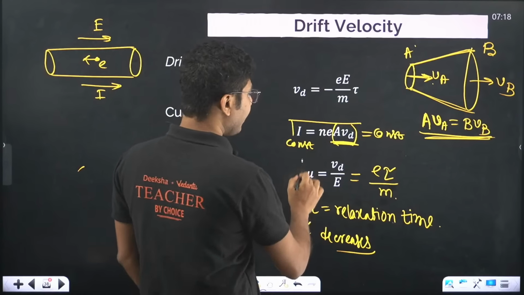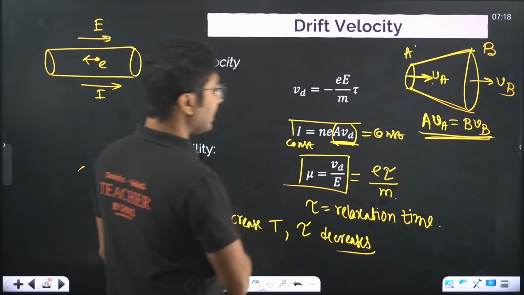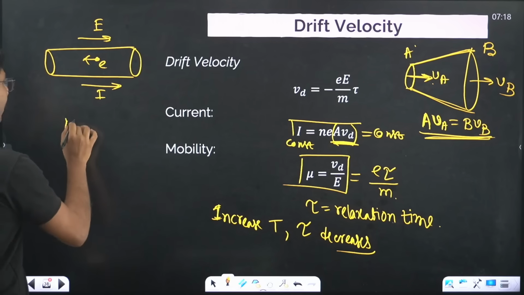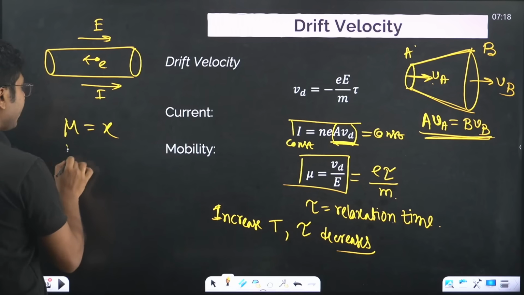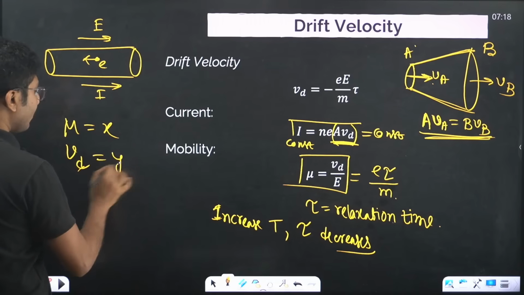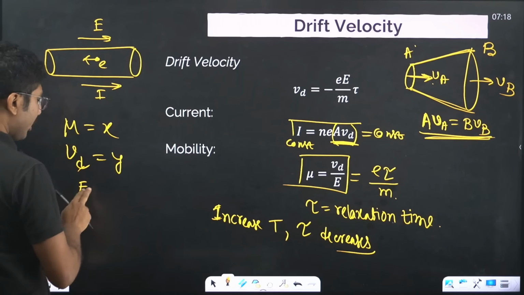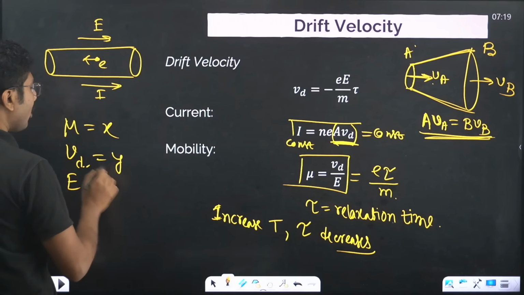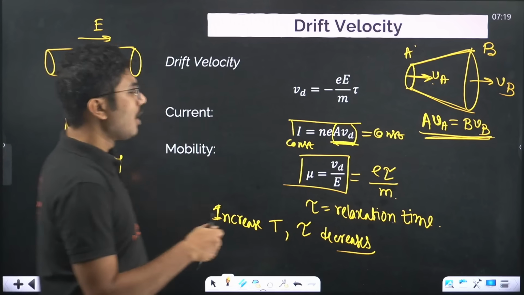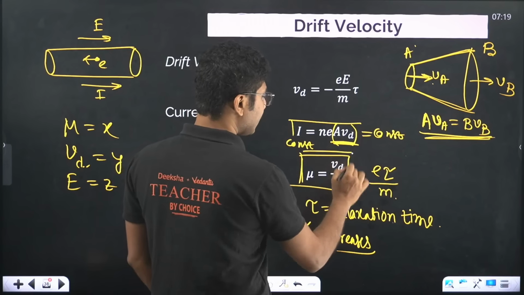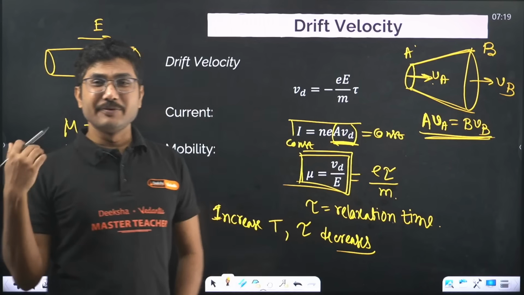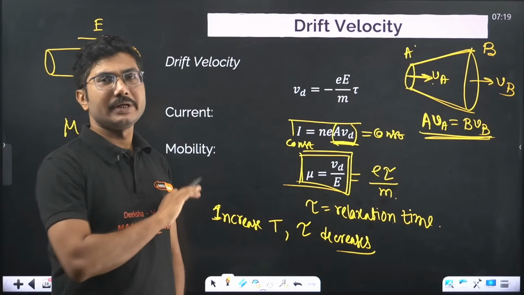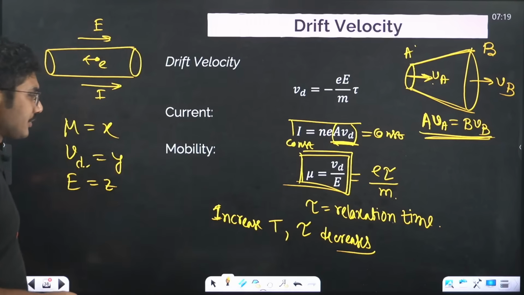Mobility is drift velocity per unit electric field. They might give you the mobility value and the drift velocity value, then ask what the value of the electric field is. Or the electric field value is given, and they ask for the mobility. So they might give you multiple questions based on this. Just remember, mobility is drift velocity divided by electric field. That's it, then you can solve any question.